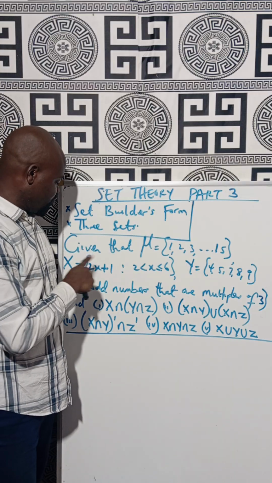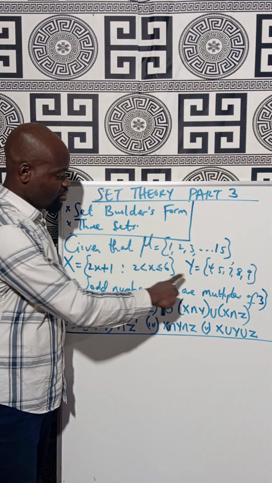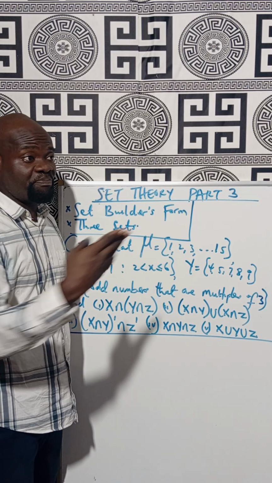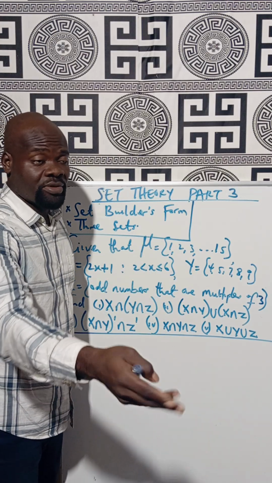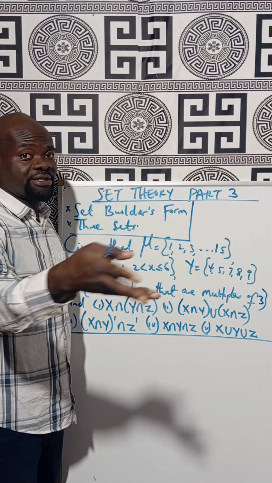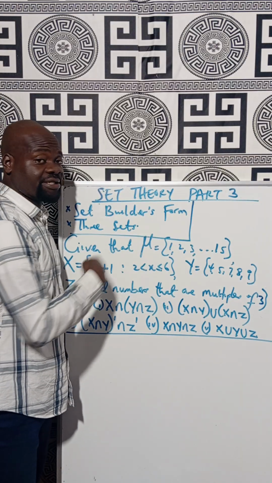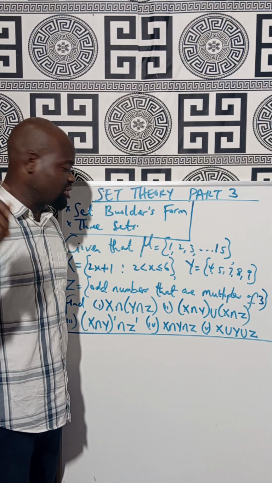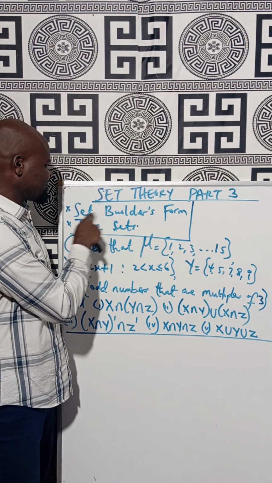3 sets. You can see we have set X, the first one, Y, the second one, and Z, the third one. Yours might be P, Q, R, or A, B, and C. But this is X, Y, and Z. So 3 sets. We have done 2 sets in the previous class. Go and watch it. Now, we have set builder form.